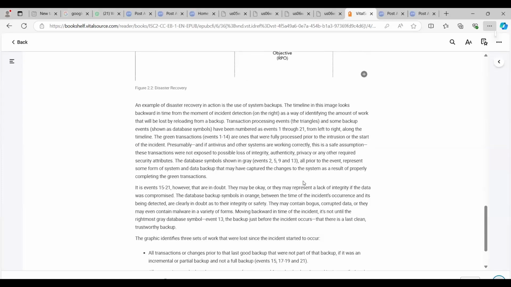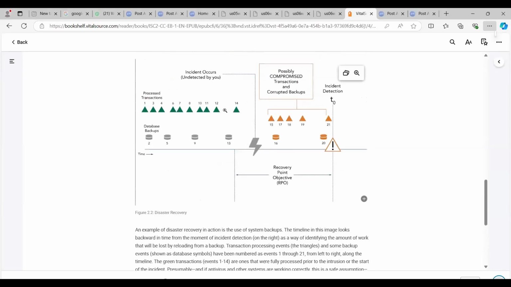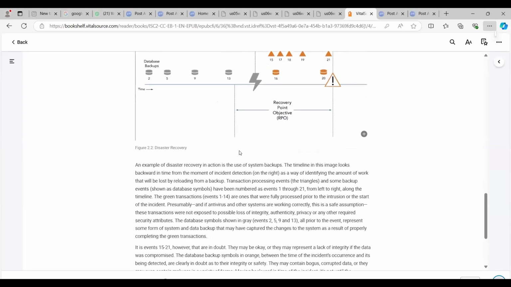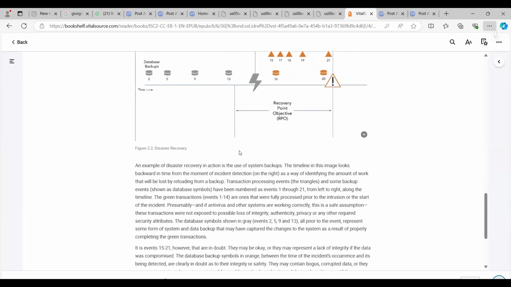So an example of disaster recovery in action is the use of system backups. The timeline in this image looks backward in time from the moment of incident detection on the right as a way of identifying the amount of work that will be lost by reloading from a backup. So transaction processing events, the triangles, and some backup events shown as database symbols. So these are the database symbols. Have been numbered as events 1 through 21 from left to right along the timeline.